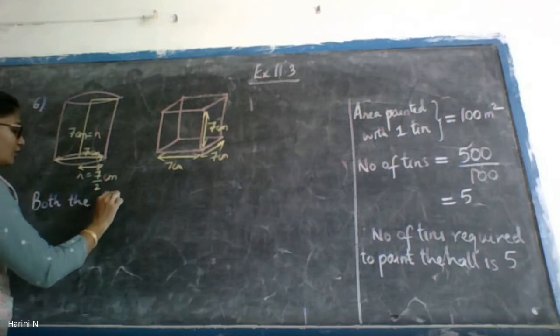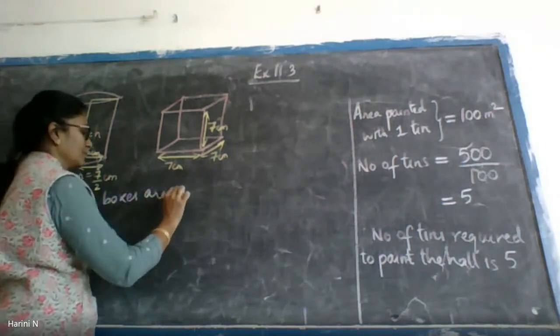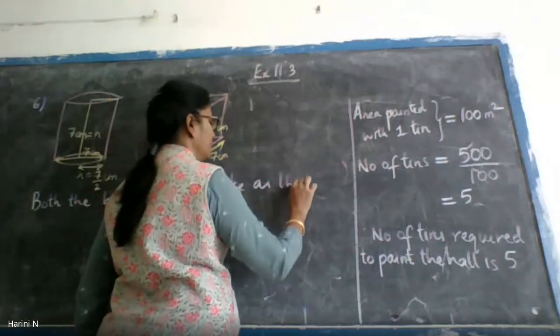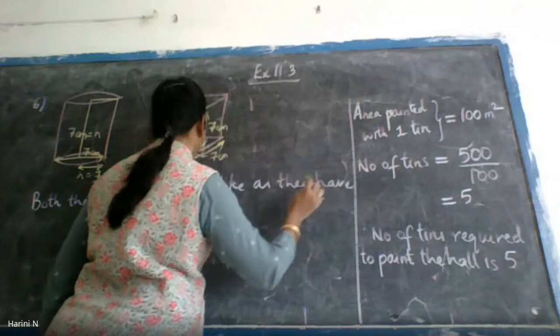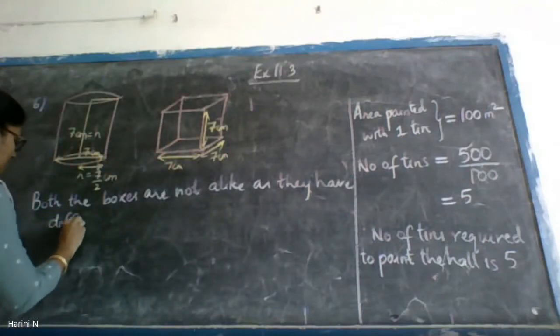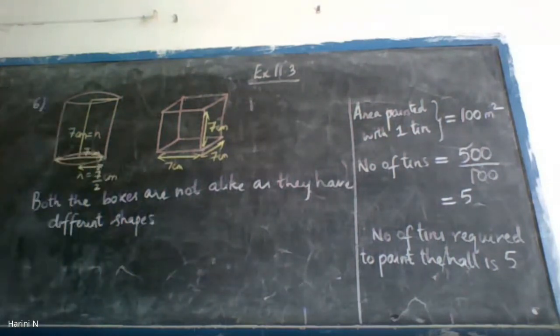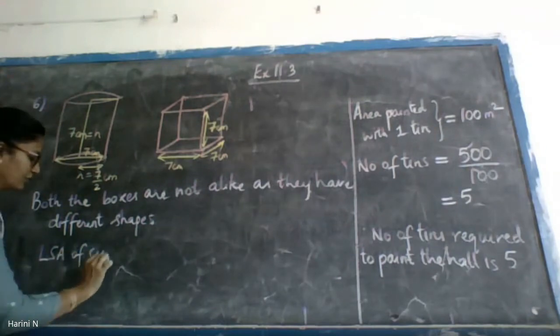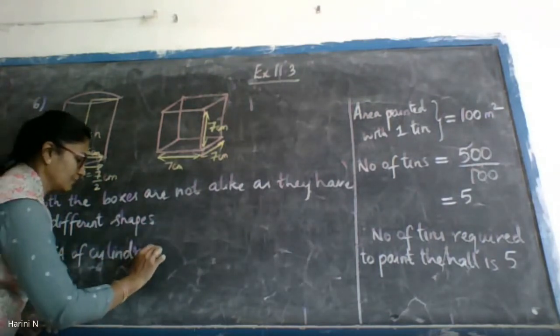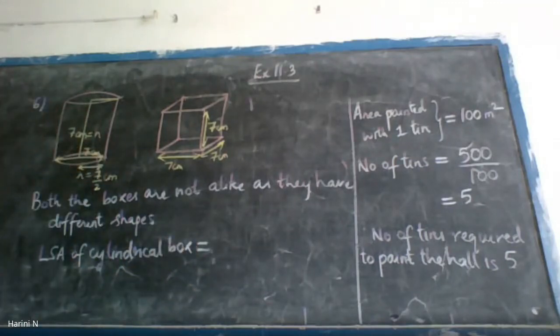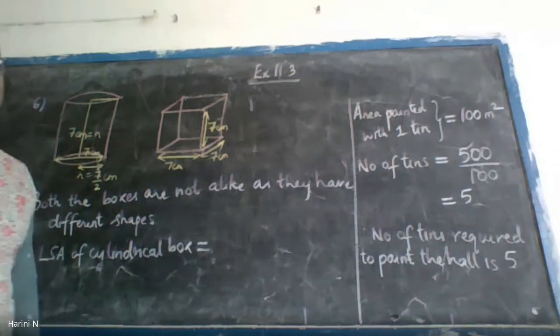Both the boxes are not alike, as they have different shapes. So they have different shapes is what you have to write. Then we will start with the LSA of the cylindrical box. What is the LSA or the CSA of the cylinder? Get back to your formula page. That's why I told you, formula page.